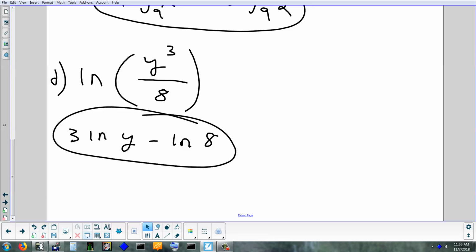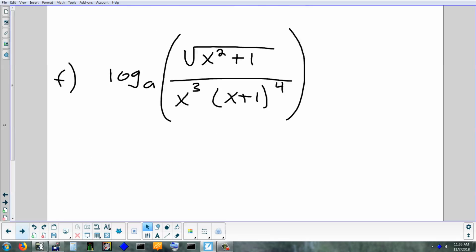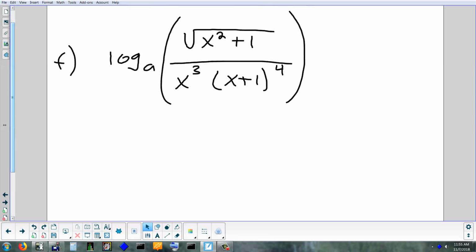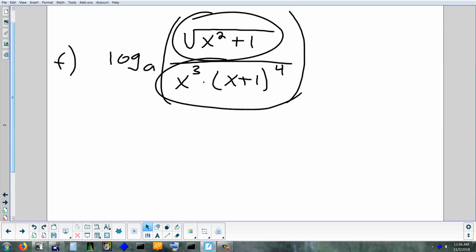Okay, let's skip to the last one for these, and then we'll do a couple combining. Let's look at this one. Okay, so it looks more complicated, but really you're just going to do it one step at a time. Whenever you split logs, I see 2 things. I see a product, but I also see a quotient. Always handle the quotient first. That's what's in the top, that's what's in the bottom.